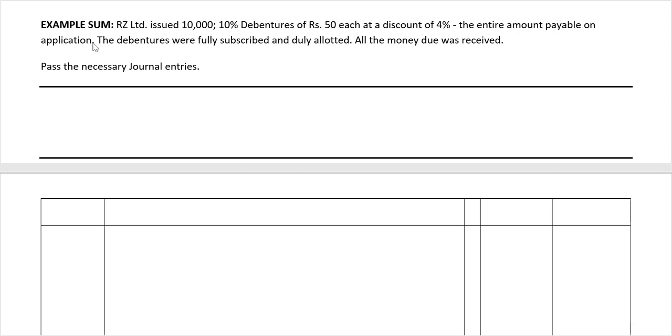Example sum. RZ Limited issued 10,000 10% debentures of rupees 50 each at a discount of 4%, the entire amount payable on application. The debentures were fully subscribed and duly allotted. All the money due was received. We are asked to pass the necessary journal entries.